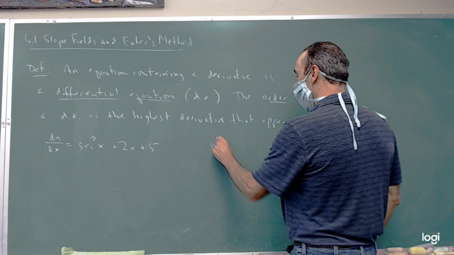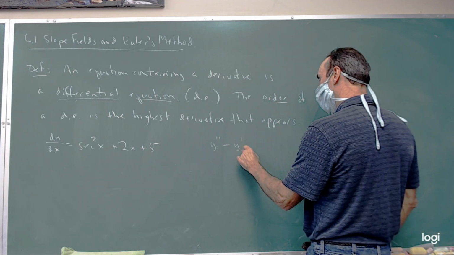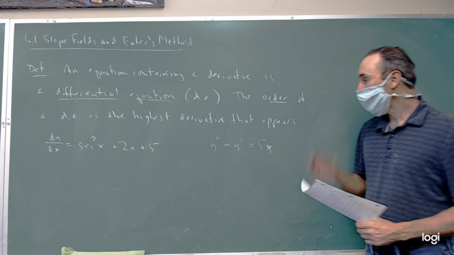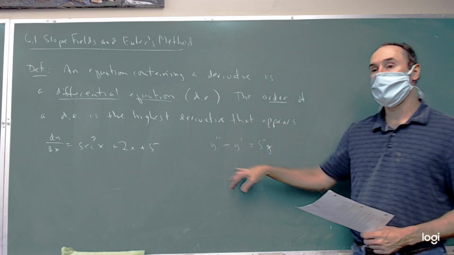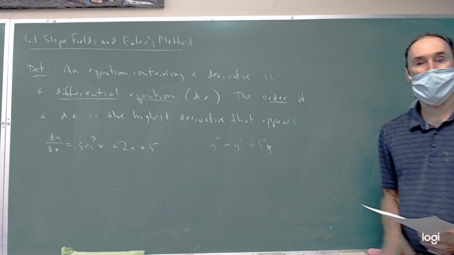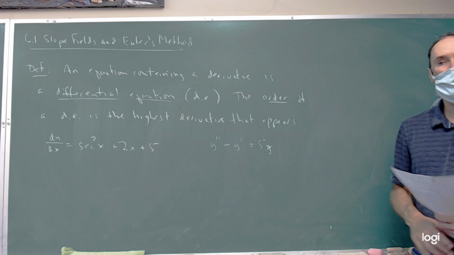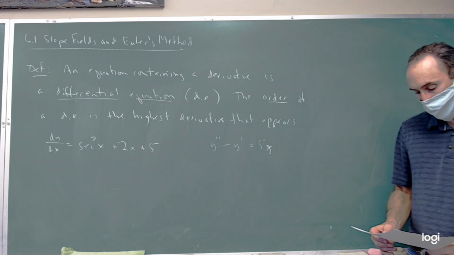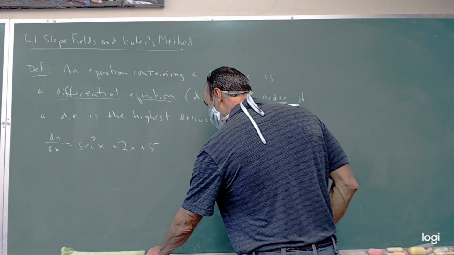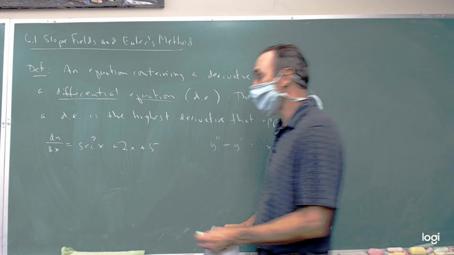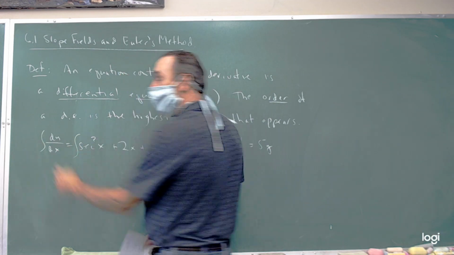If we have something like y double prime minus y prime equals 5y, then here the highest derivative that appears is a second derivative. So that would be known as a second order differential equation. That's one way of classifying that. So in the case of the one that I gave you here, we can solve this because it's really just a matter of integrating both sides.